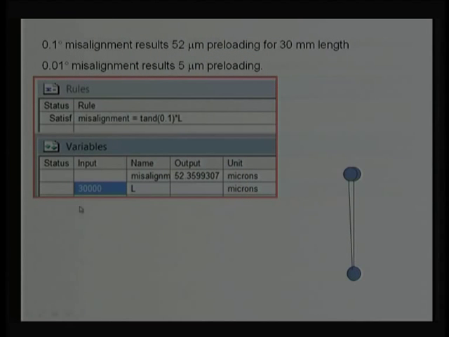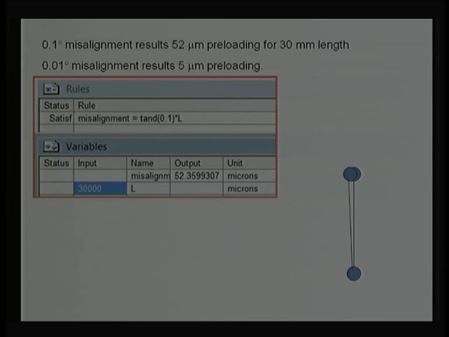Now, this is how it has been calculated. A simple relation has been used: the deflection from the misalignment is the bearing length times tan of 0.1 degree. It is not necessary to convert 0.1 degree to radians, we can directly give it in degrees itself. And the length is the bearing length, which is 30 mm or 30,000 microns, and we are getting 52 microns in this case.